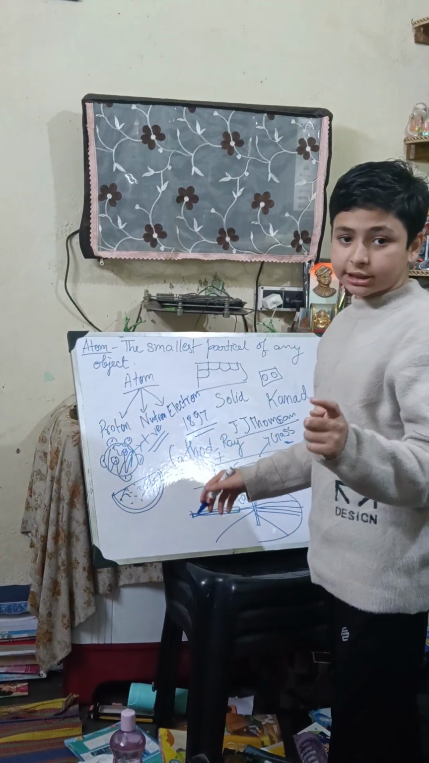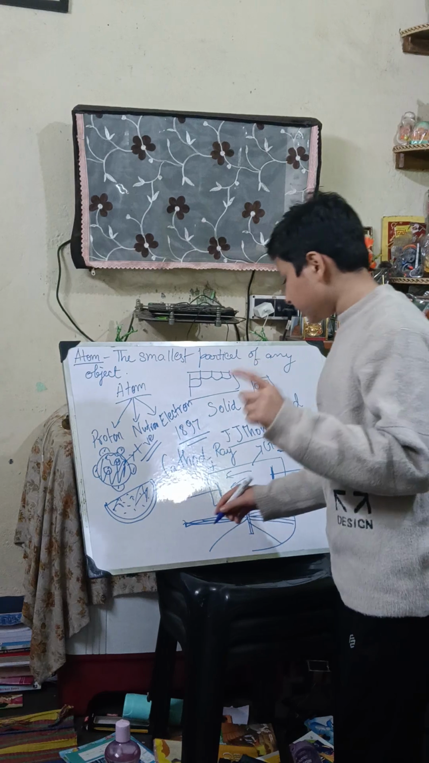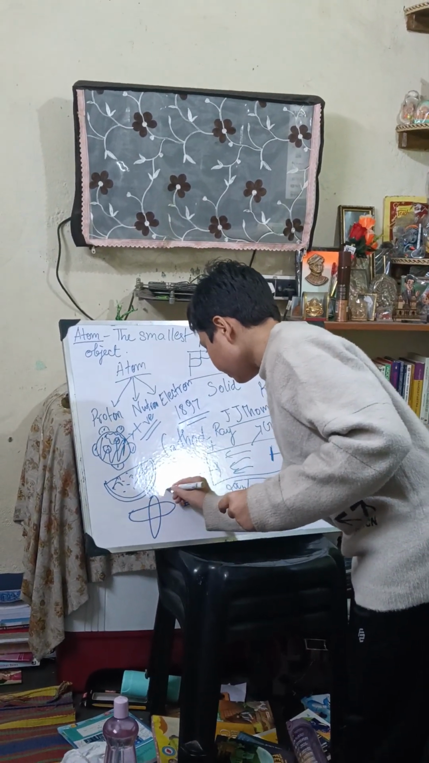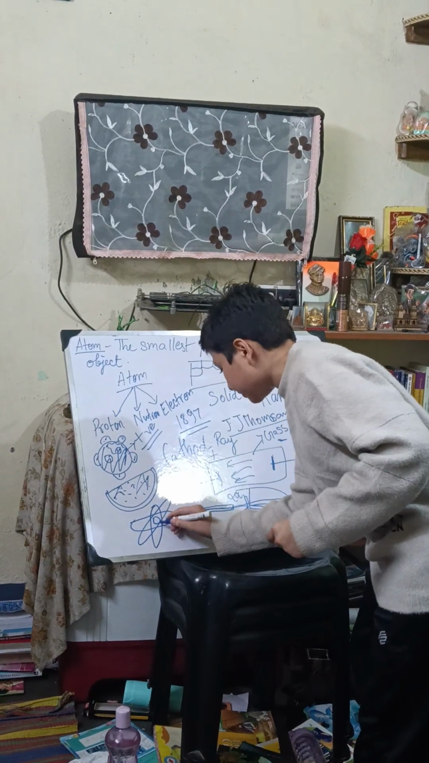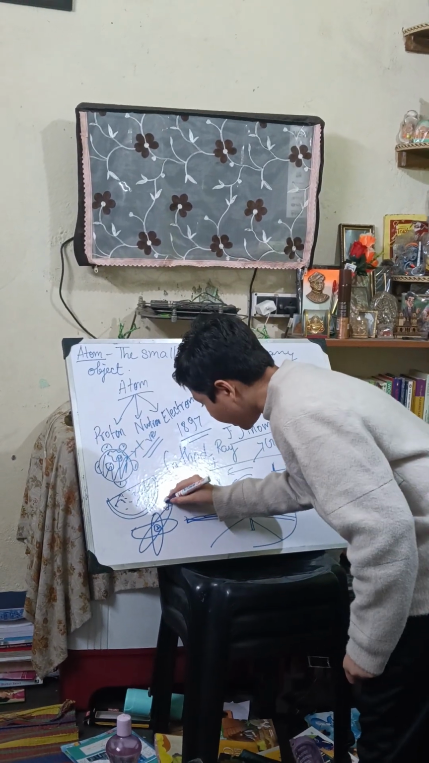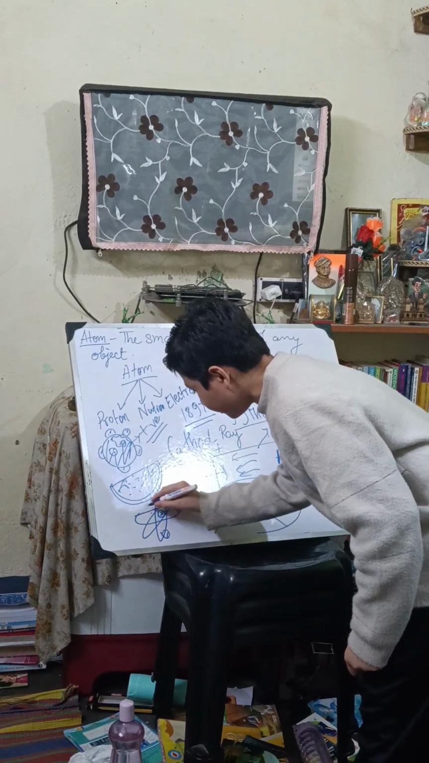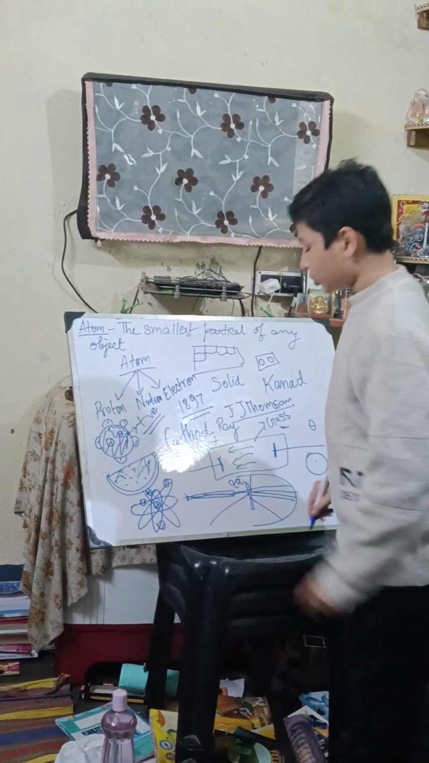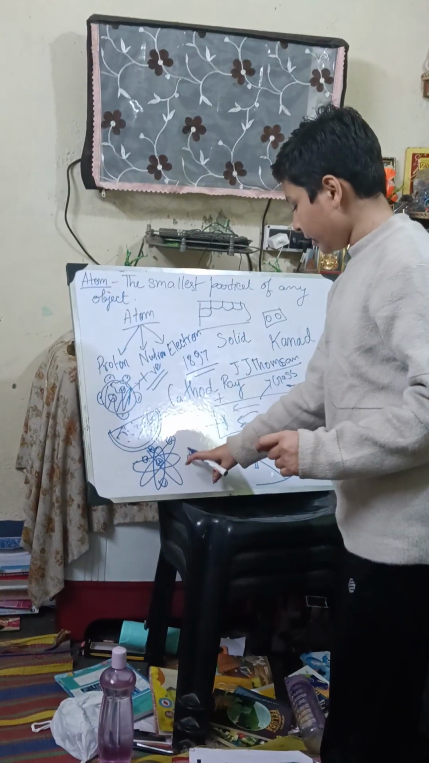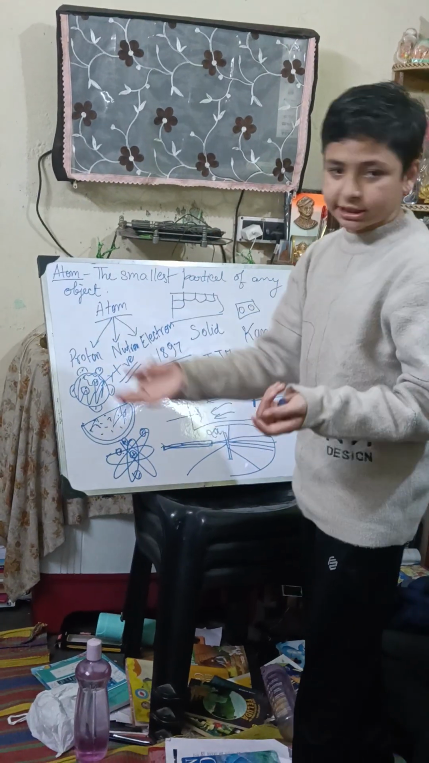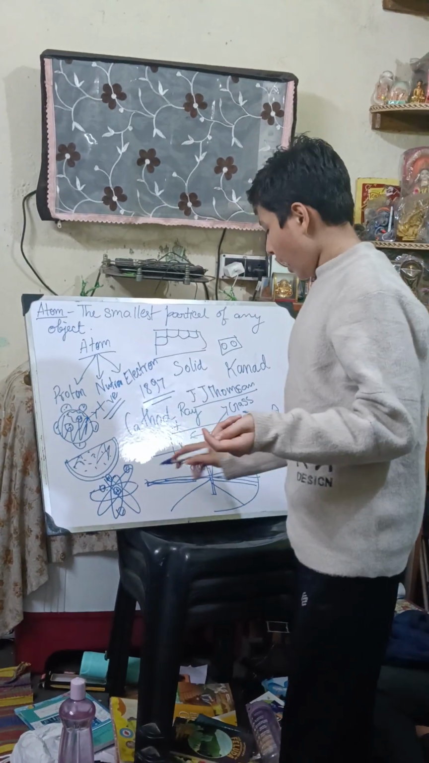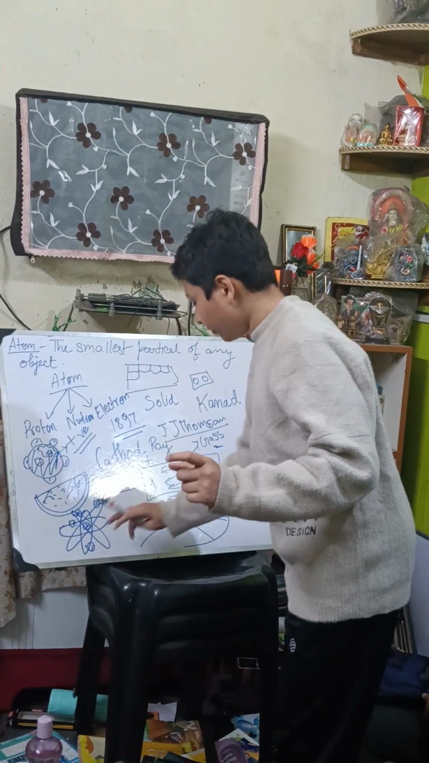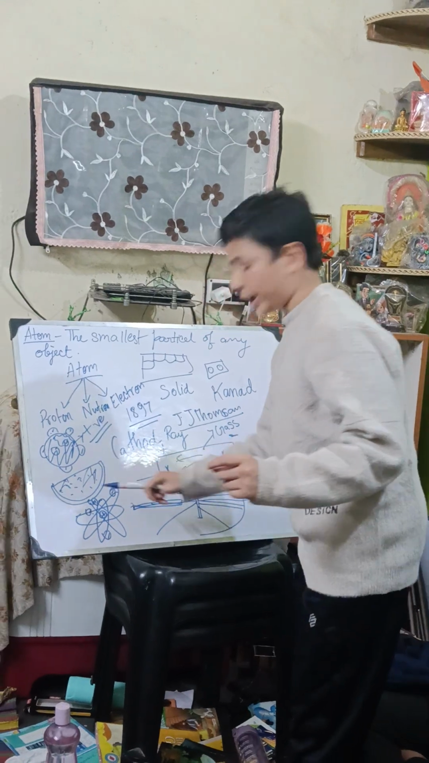This is the structure made by him. Here is a plus, meaning the positive sign, and here is a negative. He made this at first. So this was a very brilliant idea, and he corrected the idea of his teacher, J.J. Thomson.